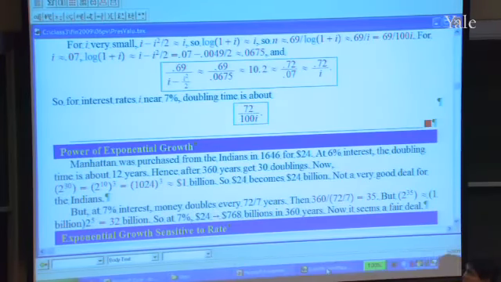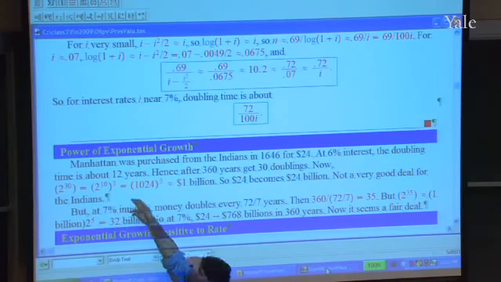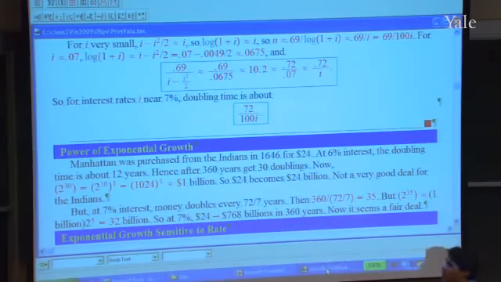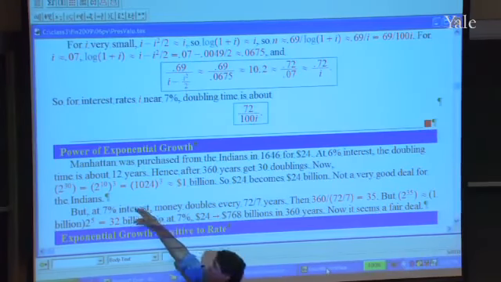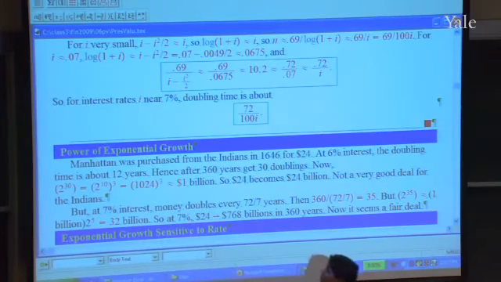So in your head, you can figure out that doubling 30 times is 2 to the 30th. And of course, 2 to the 10th is something you should know. It's 1,024. I'm sure you know that number. That's a good one to remember. 2 to the 10th is about 1,000. So 1,000 cubed is about a billion. So basically, 24 becomes 24 billion. So at 6% interest, they sold Manhattan for 24 billion in today's dollars.